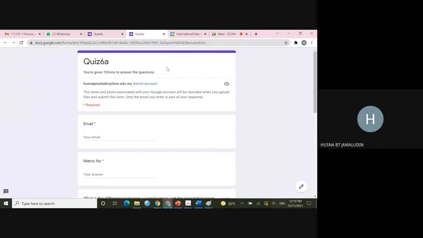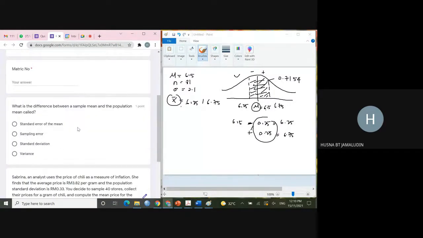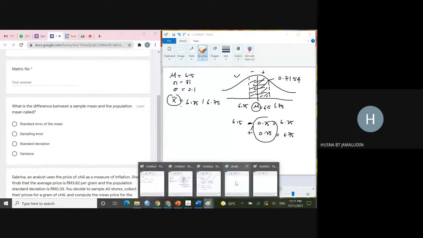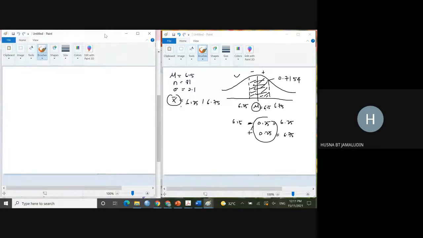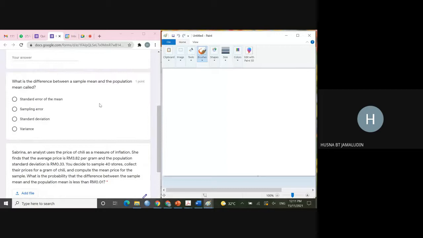Okay, this is for section 1. I talk too much. This is the exercise. So the first question, I will just leave it to everyone to answer. What is the difference between a sample mean and the population mean called? What do you call it?